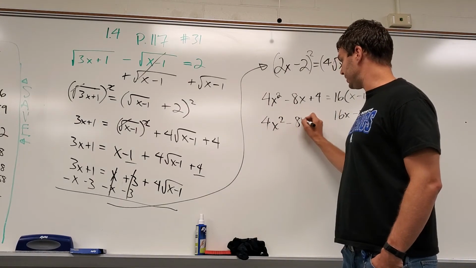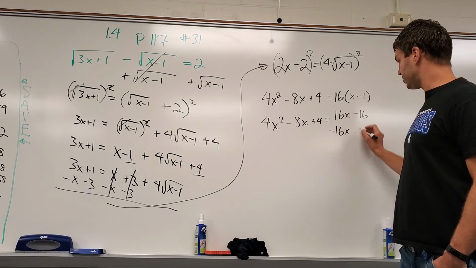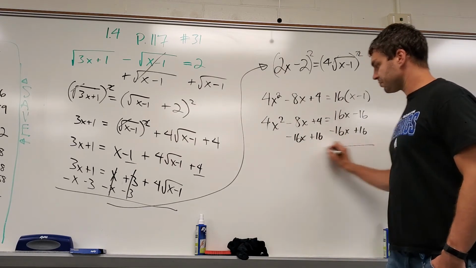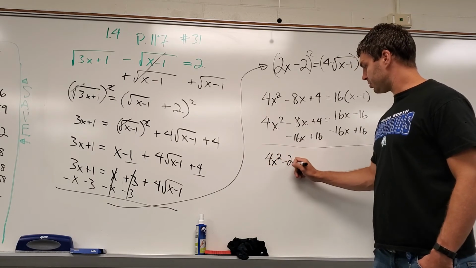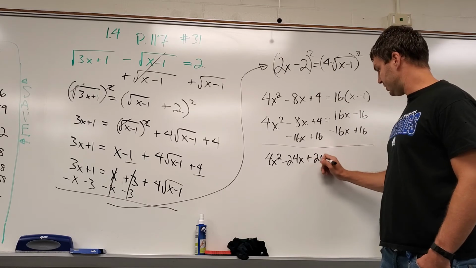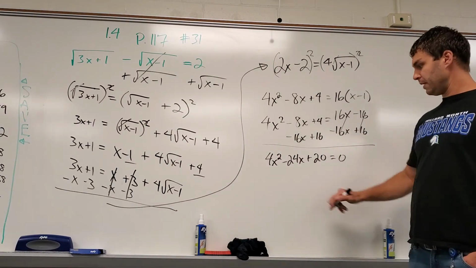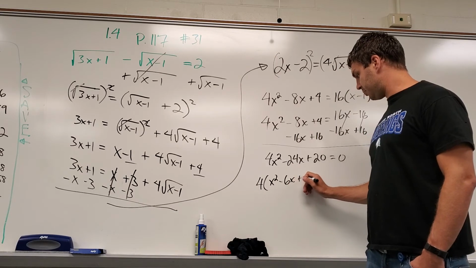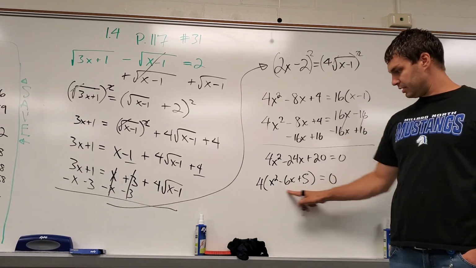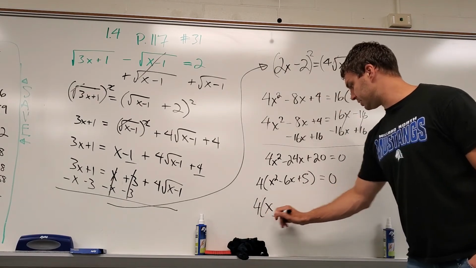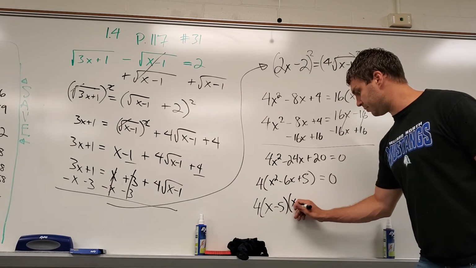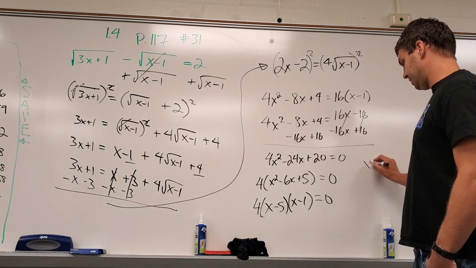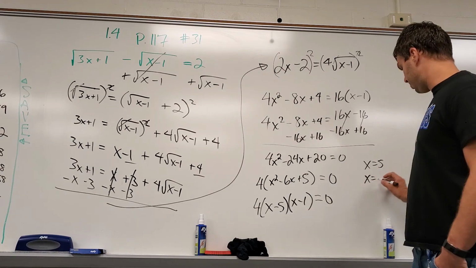Bring this down, 4x squared minus 8x plus 4. Move the 16x and the 16 over, so minus 16x and plus 16. It's going to give me 4x squared minus 24x plus 20 equals 0. That side cancels. Okay, everything over here is a multiple of 4. So we factor out a 4, we're going to be left with x squared minus 6x plus 5, which is really nice because this factors again into x minus 5 times x minus 1 equals 0. And if I set everything on this side equal to 0, that's going to give me x equals a positive 5 and x equals a positive 1.